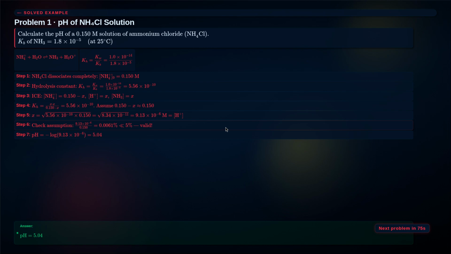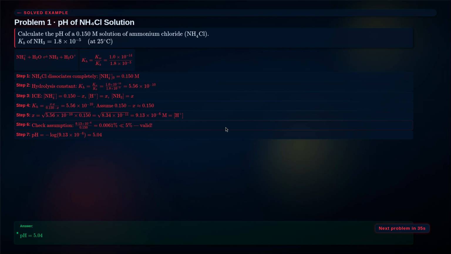Step 3. Set up the ICE table. NH4+ is 0.150 minus x, H+ is x, NH3 is x. Step 4. KH equals x squared over (0.150 minus x). Since KH is very small, we approximate 0.150 minus x as approximately 0.150. Step 5. x equals the square root of 5.56 times 10 to the negative 10 times 0.150, which equals 9.13 times 10 to the negative 6 molar, which is the H+ concentration.